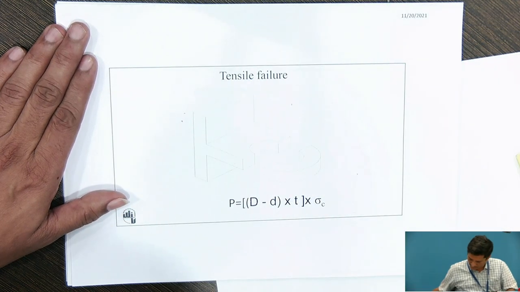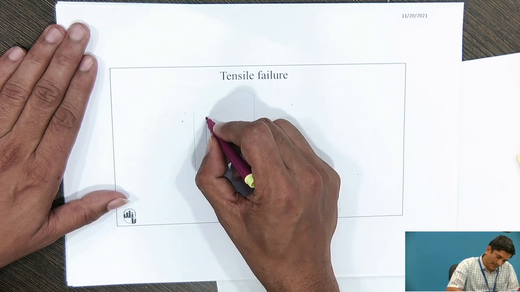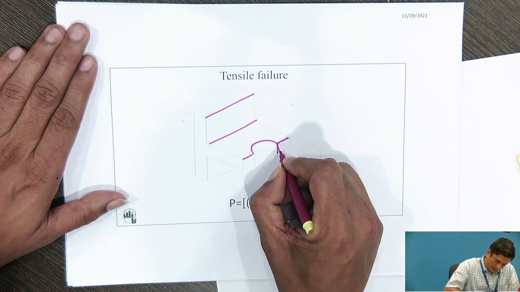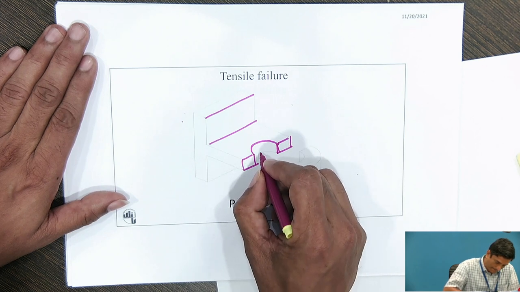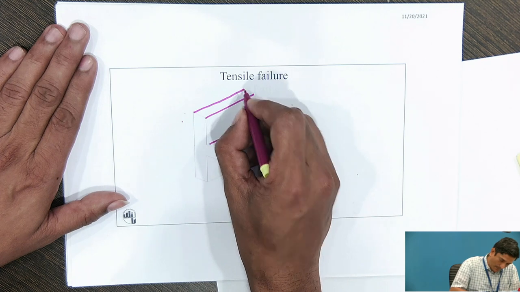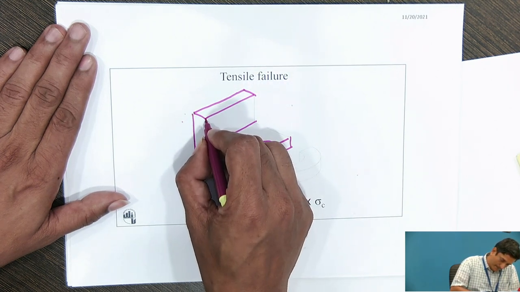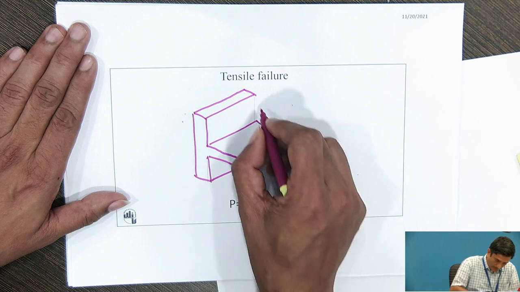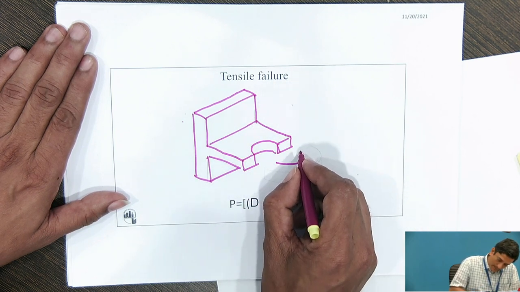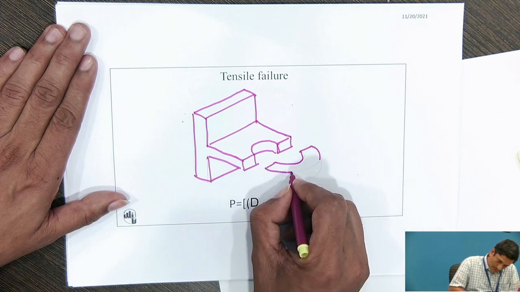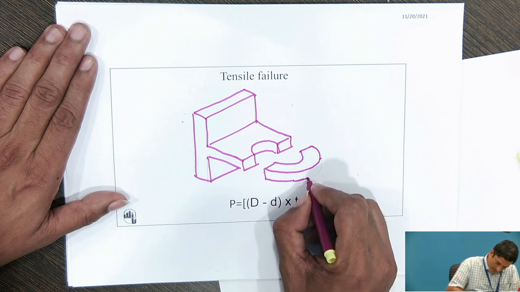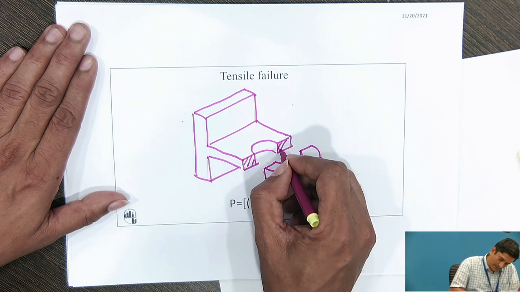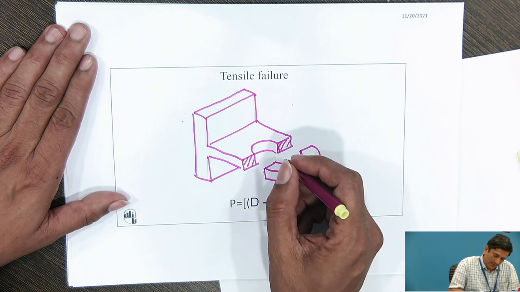Let us see how to proceed with this. The bracket will fail as shown here. I am showing the failure of the bracket. The pin is going to pull this half circle, a semicircular piece, the failed portion, and the failure is going to happen at this location. And therefore, I need to write the equation for it.